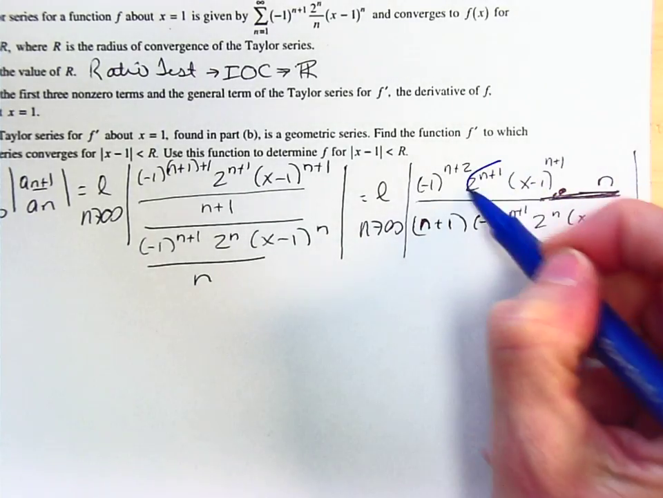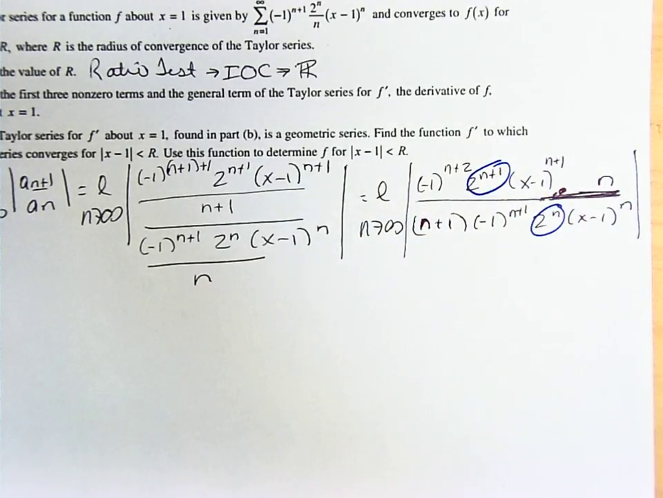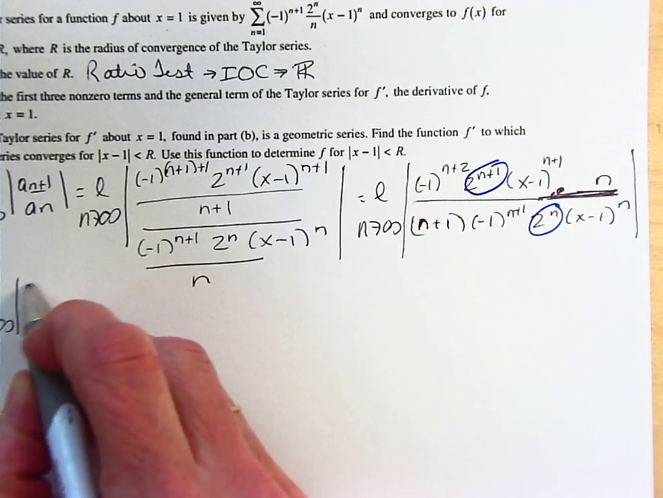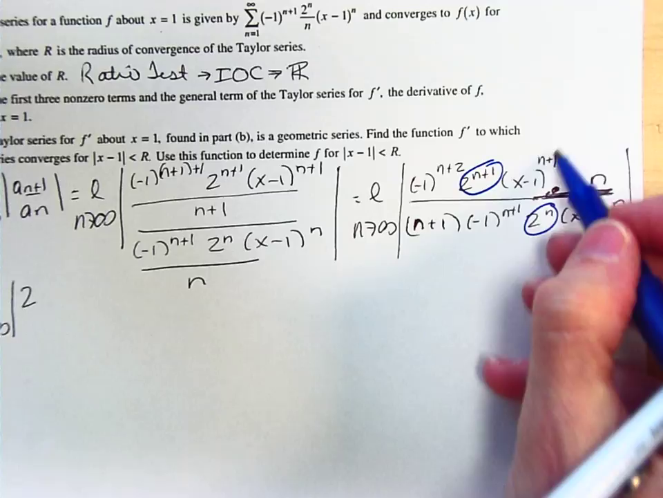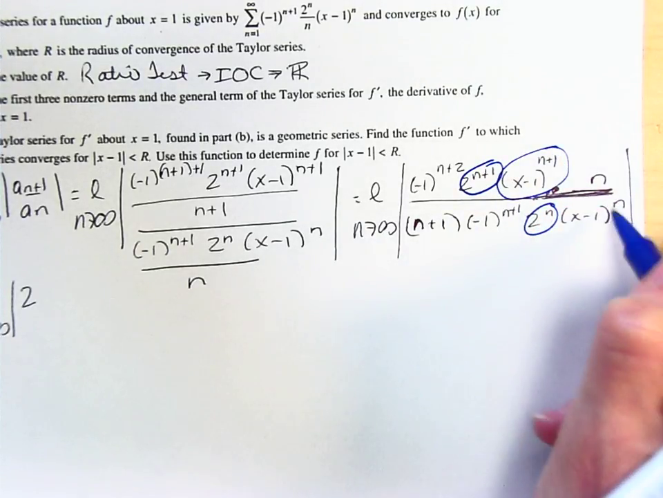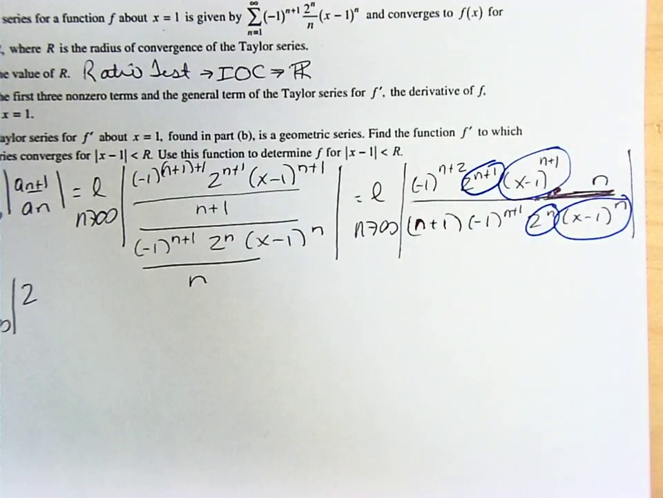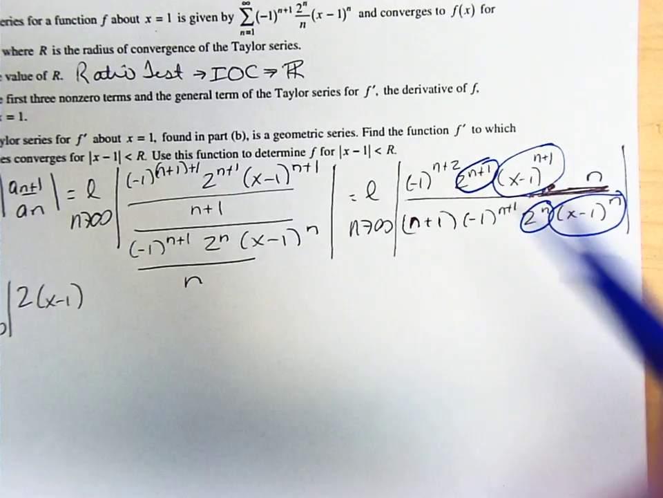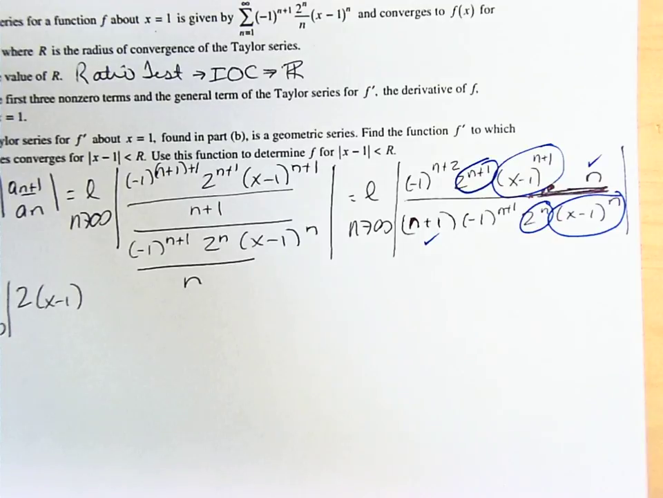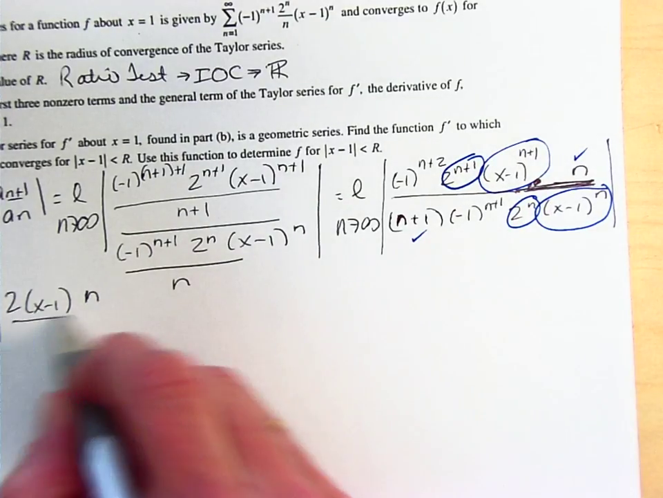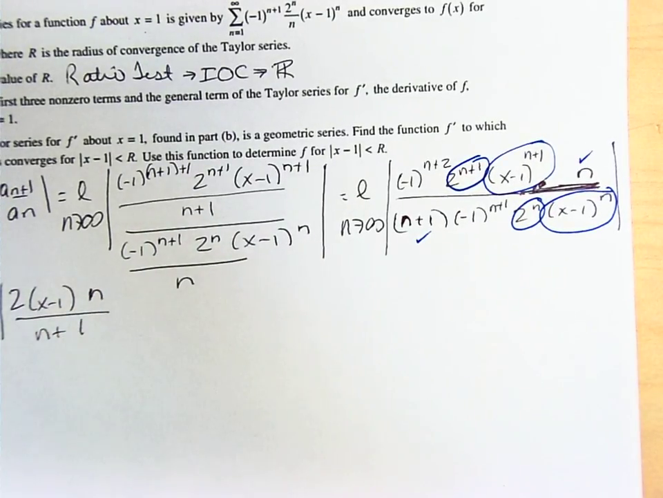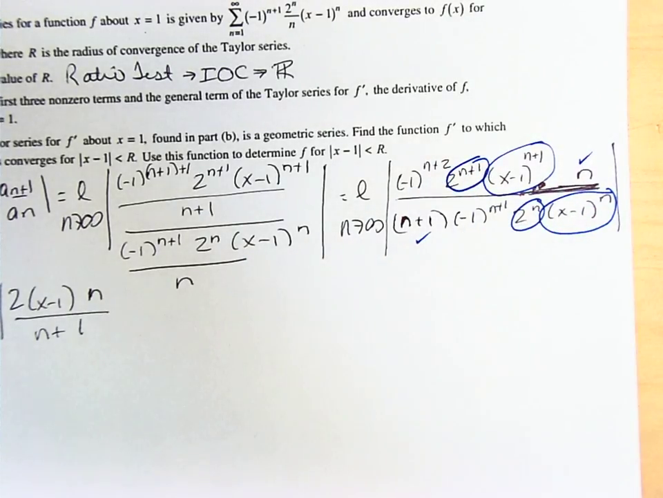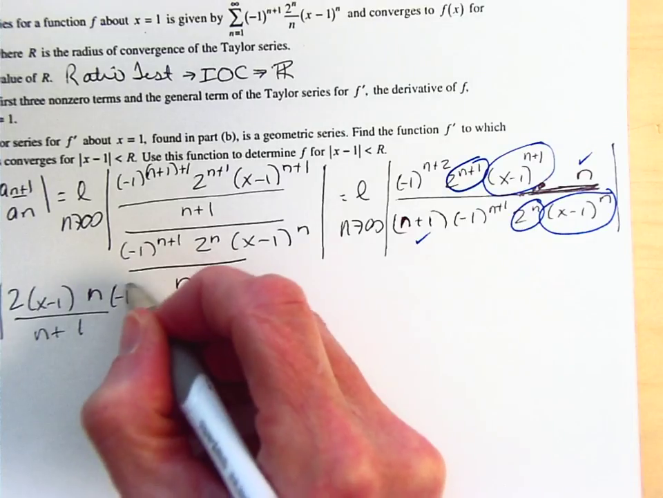Okay, so we're going to simplify this and this. It leaves us with a 2 in the top. So we've taken care of that. I'm going to simplify this and this. That's going to leave me an x minus 1 in the top. So I have an n plus 1. And then when I compare the (minus 1) to the n plus 2 and (minus 1) to the n plus 1, that leaves me with a (minus 1) to the first power.